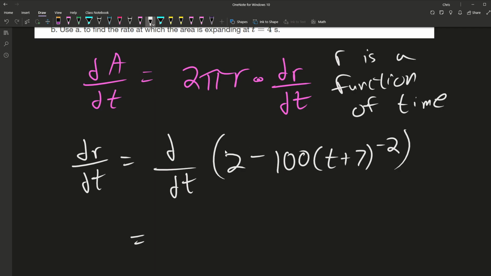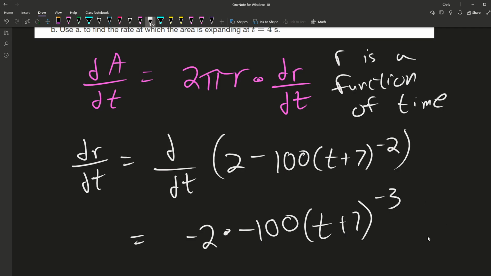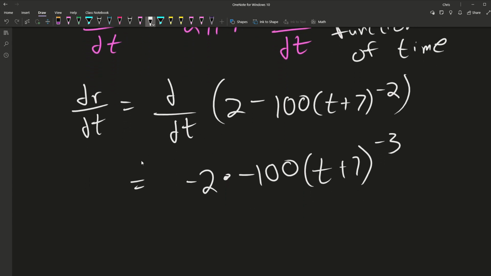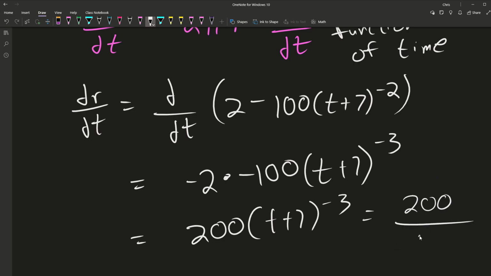Let's see. The derivative of 2 is 0. Whenever I apply the power rule to this second part, I get negative 2 times negative 100 times t plus 7 to the negative 3. This is 200 times t plus 7 to the negative 3, or 200 over t plus 7 cubed. And this is my dr dt.